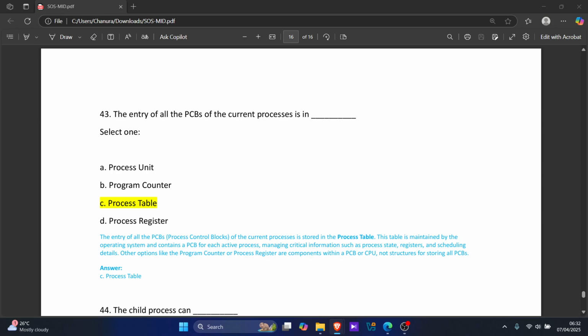The entry of all the PCBs of the current processes is stored in the process table. This table is maintained by the operating system and contains a PCB for each active process, managing critical information such as process state, registers, and scheduling details. Other options like the program counter or process register are components within a PCB or CPU, not structures for storing all PCBs. Answer: the process table.